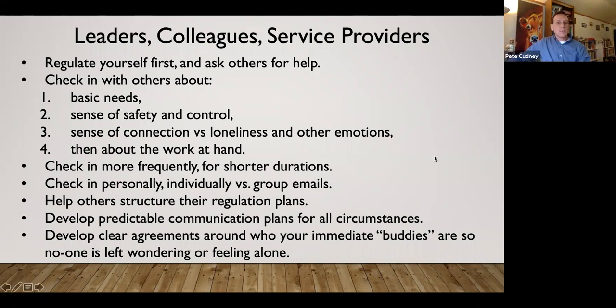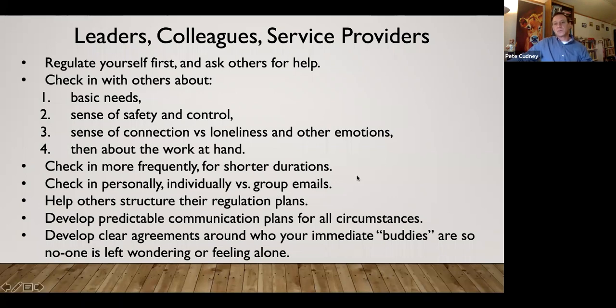Check in maybe more frequently with one another than you have in the past. It doesn't have to be for long durations. Just little blips of someone texting you or FaceTiming or using something like this, or even just a phone call. Just that little bit of interaction is going to be regulating for you and for the other person. Some of that you might want to organize. Some of it can be spontaneous.